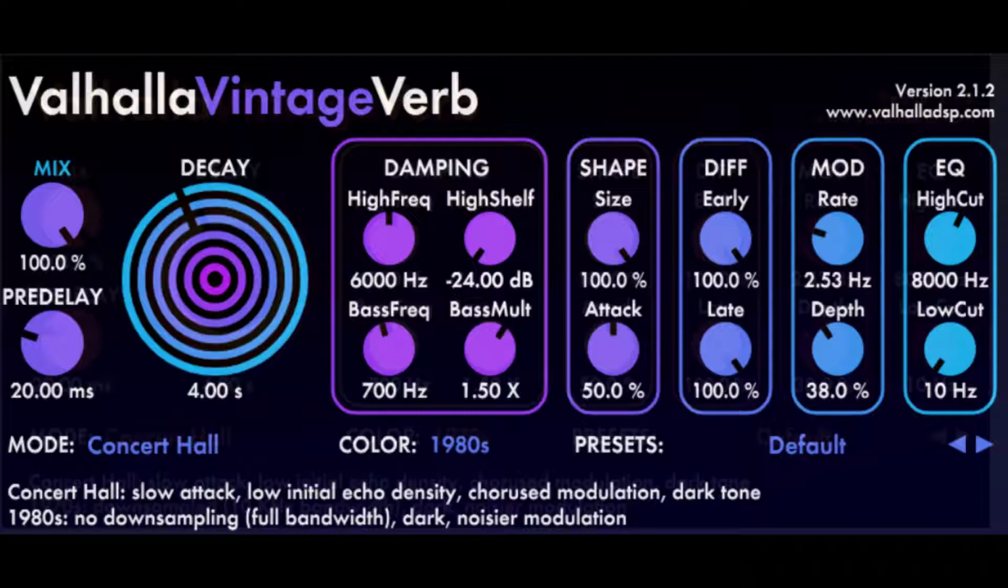First, let me explain what some of the main parameters do. These parameters can be found on most reverbs and serve the same functions. We will not only explain parameters that are on Vintage Verb, but also standard parameters that are regularly found on both hardware reverbs and software reverbs.